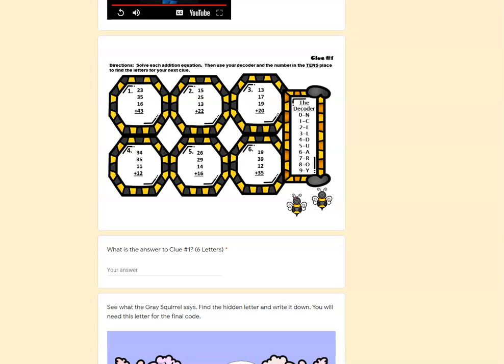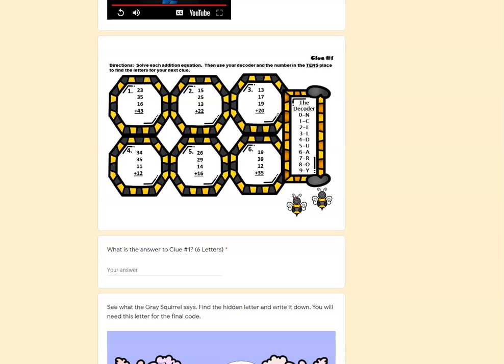So if you add together the 4 numbers in number 1, you'll get the total of 117. And in the tens place, there is the number 1. So then I'm going to look over at my decoder, and 1 equals C. So underneath that first equation, I'm going to put a C. Then for number 2, you add all those numbers together, and you get a total of 75. Well, in 75, the number 7 is in the tens place. So then go over to the decoder, 7 equals R.